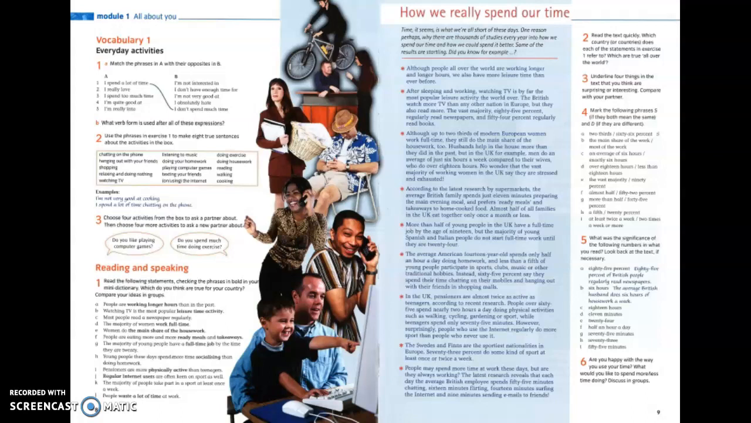This screencast is to support this reading skills and vocabulary lesson on the topic of how we spend our time. The source for the materials is New Cutting Edge Intermediate, Module 1 by S. Cunningham and P. Moore, published by Longman.